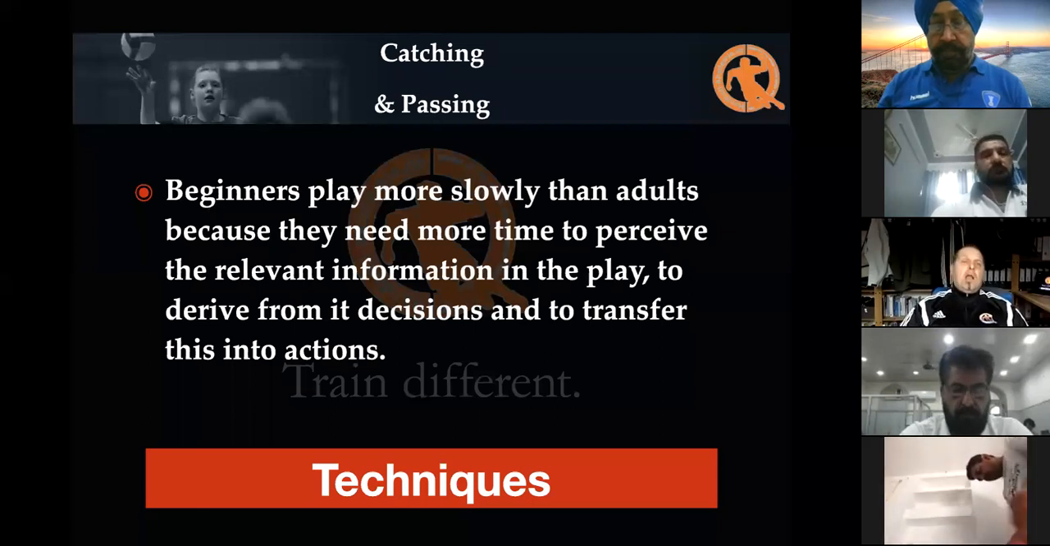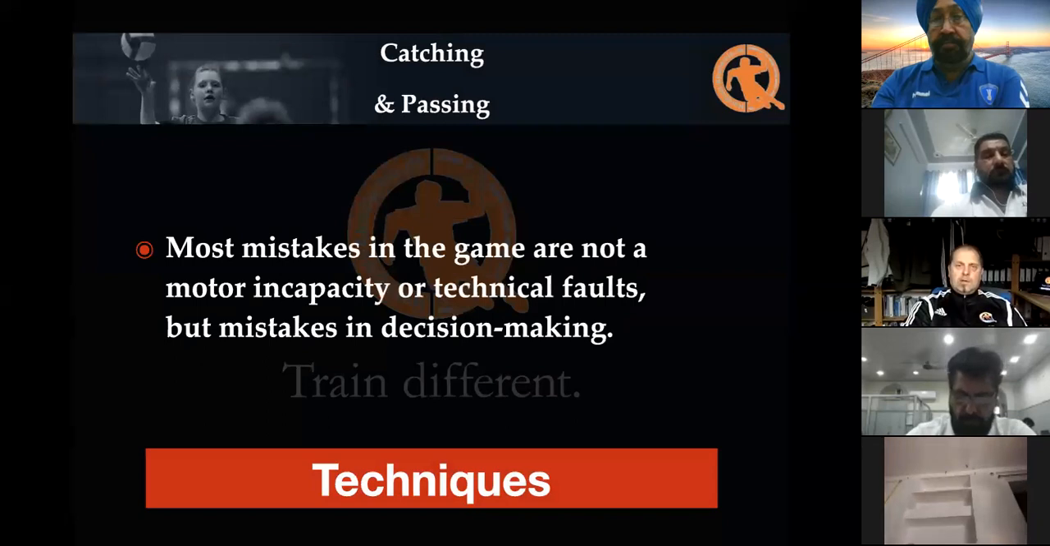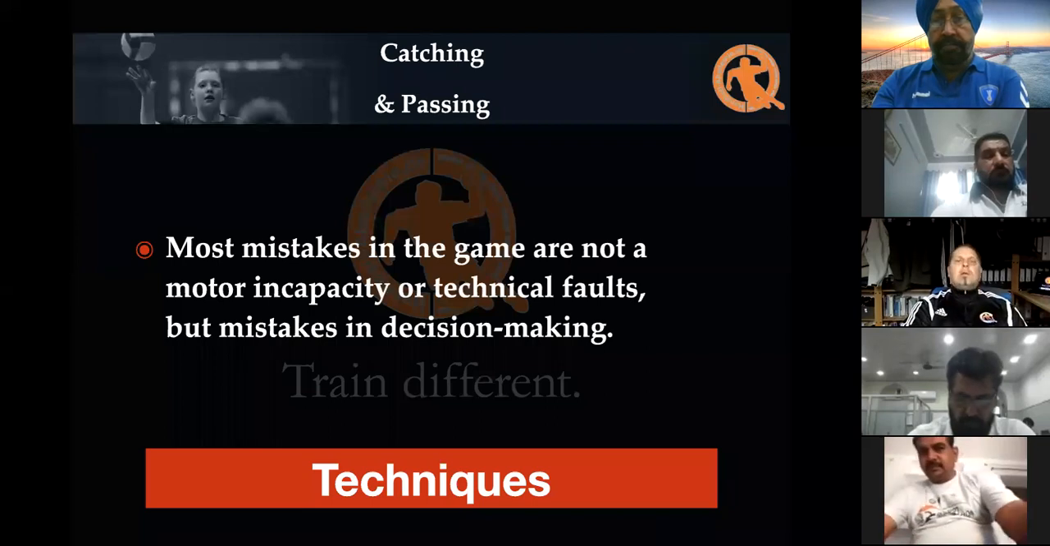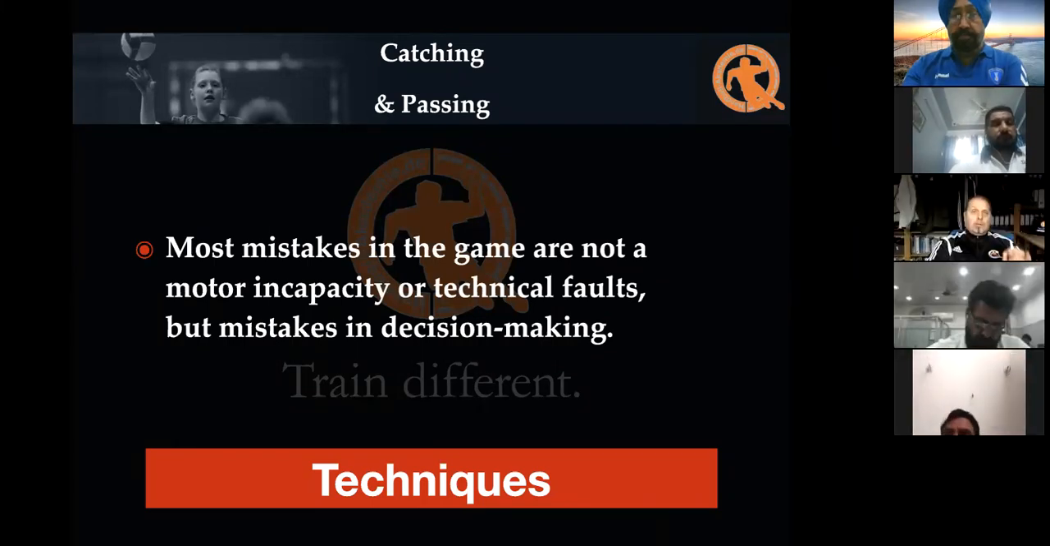So that's why less information is helpful for beginners level, and playing in small groups like 3 against 3 or 4 against 4. But the second point in that moment is that if they make a mistake, sometimes it's not a technical mistake, very often it's a decision-making mistake. Now, especially for the passing, we have to make a clear separation of what is a technical mistake and what is a decision-making mistake.